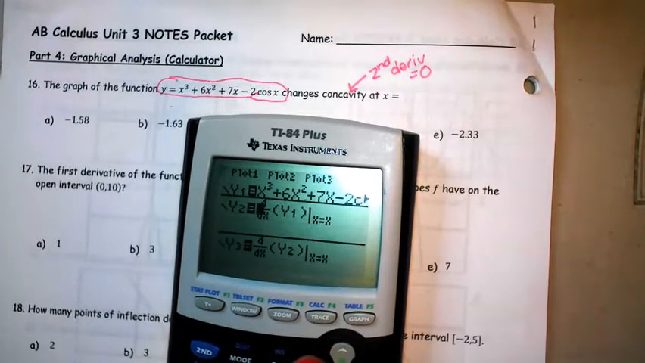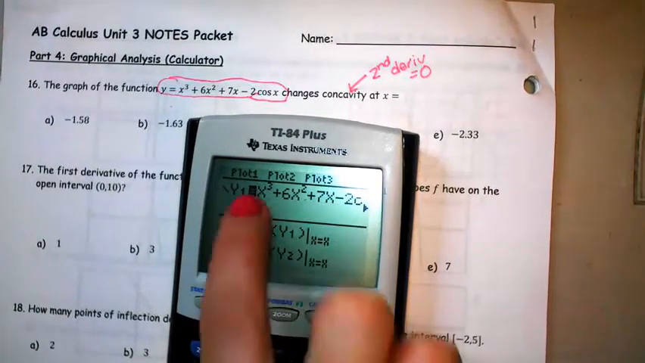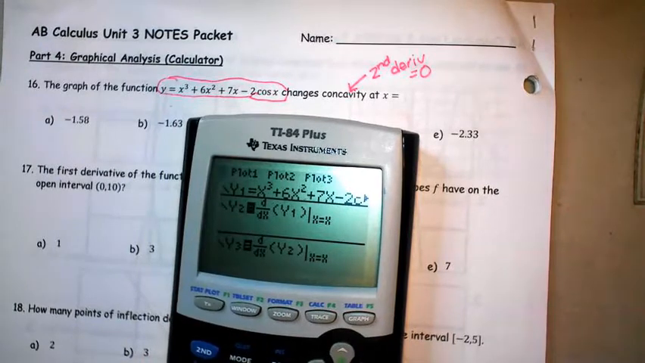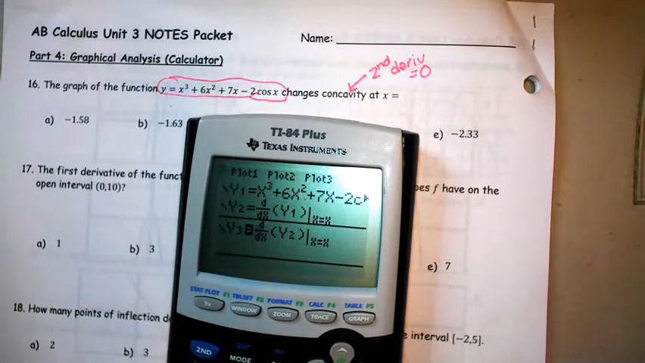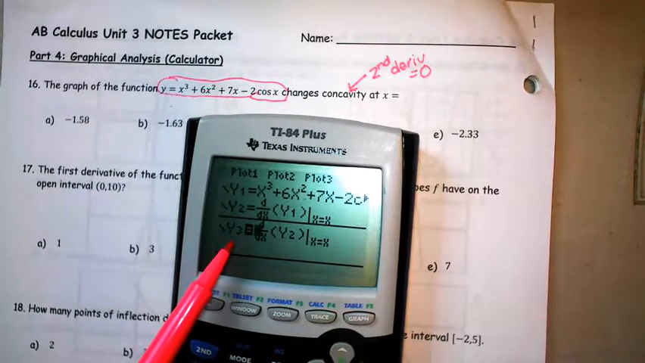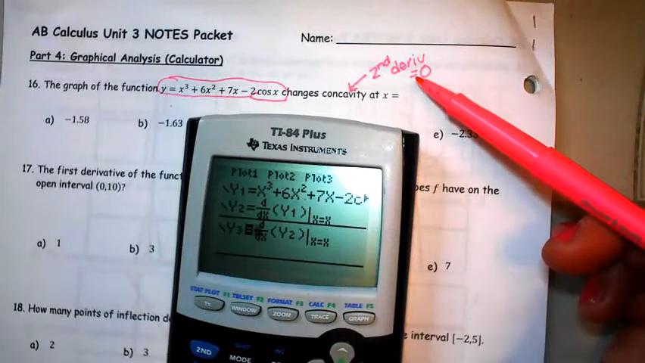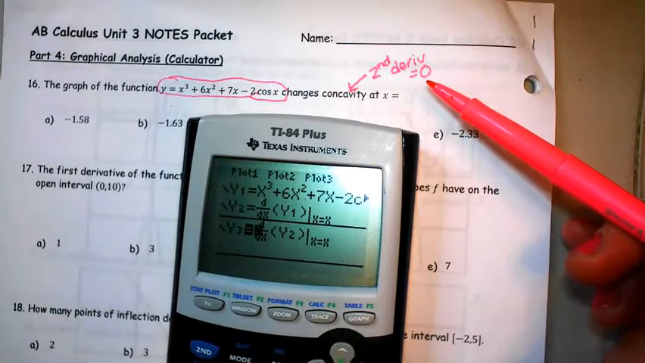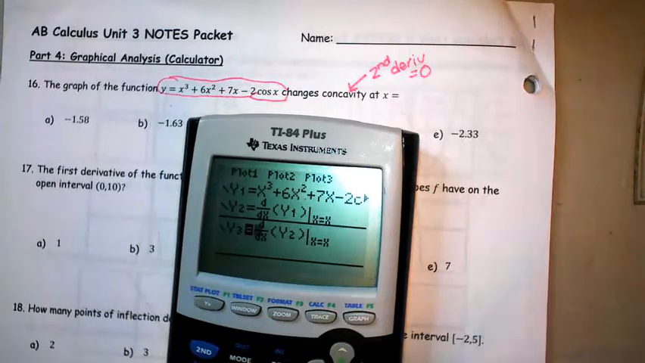And so to turn the graphs off, I just scroll up to y1, press enter on the equal sign, and it's no longer highlighted. On y2, press enter on the equal sign, it's no longer highlighted. So in a moment when I press graph, I'm just going to be graphing the second derivative. And I'm going to be looking to see where the second derivative is 0, and not only where it's 0, but where it crosses the axis. It has to move from positive to negative or vice versa.